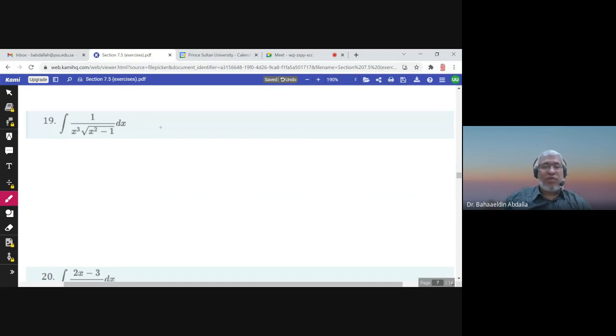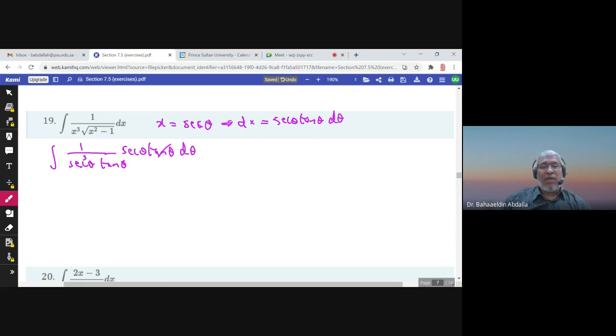Well, here x squared minus 1, so I can take x as secant theta, and I can continue using section 7.3. dx is secant theta tan theta d theta, and the square root of secant squared minus 1 is just tan theta. So I will have 1 over secant cube theta, tan theta, secant theta, tan theta, d theta, and it would be integral cosine square theta d theta. I write it as 1 plus cosine 2 theta over 2, and I continue easily.